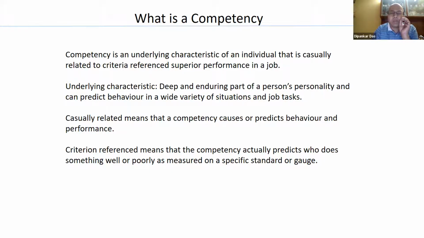there is a standard or a gauge, and you look at what is superior performance here. Competency is an underlying characteristic, which means that it is not always available for you to see on the surface, but it is there somewhere in the person. It is a deep and enduring part of a person's personality and can predict behavior in a wide variety of situations and job tasks. So basically, when we are screening, we have to look out for these aspects of a person's personality, to see whether they will be able to deliver the right kind of performance in the context that the organization is going to provide.